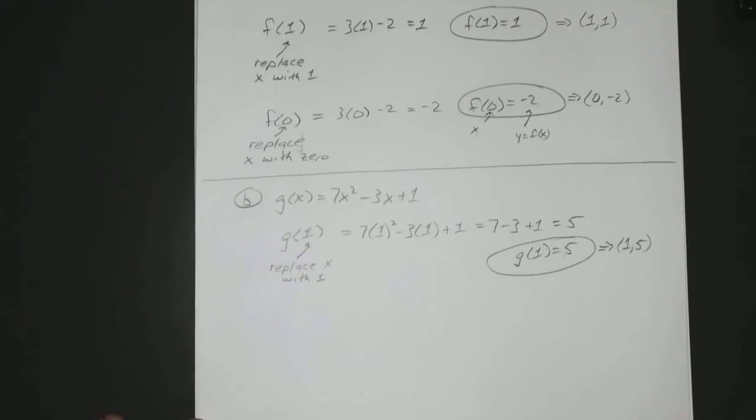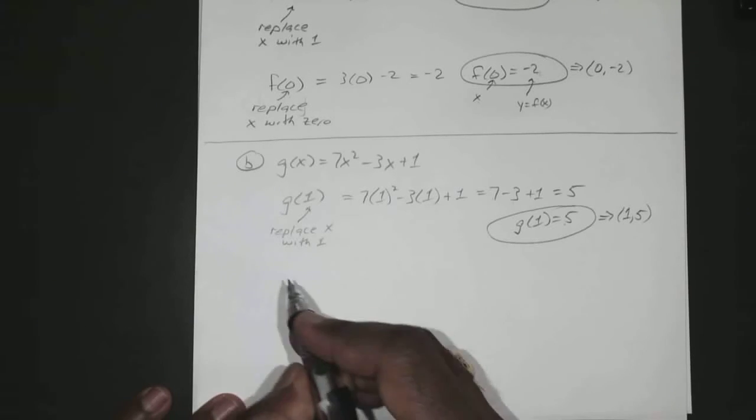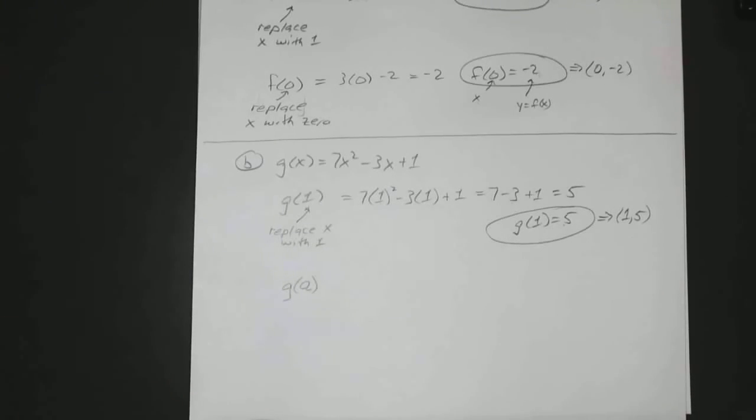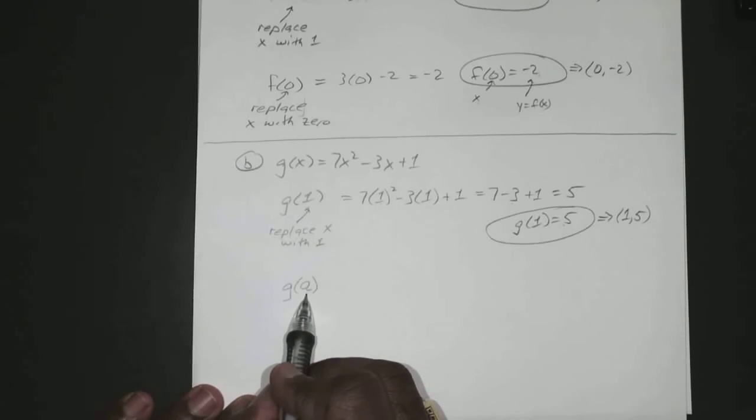Okay, you do the same thing for g of a. Just because they didn't give us a number doesn't mean we change up what it means. This just means replace every x with a.